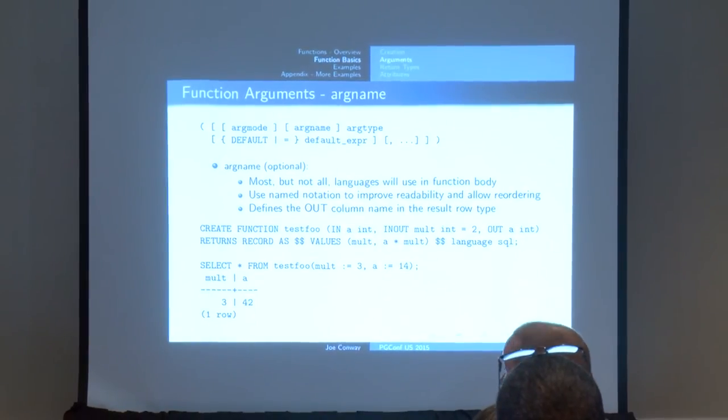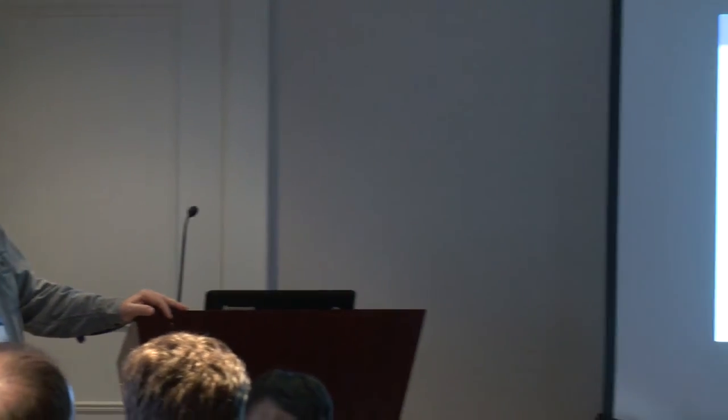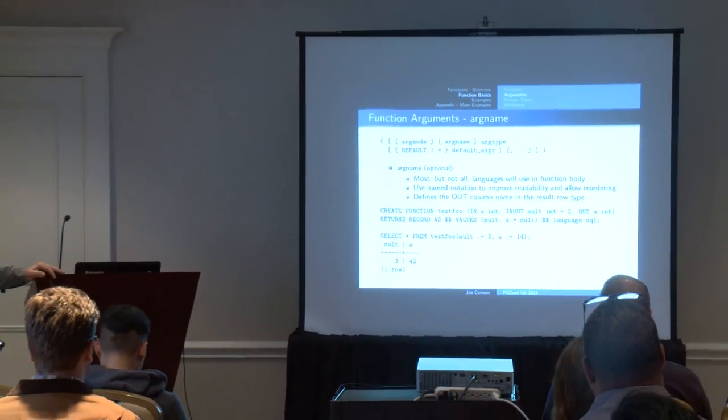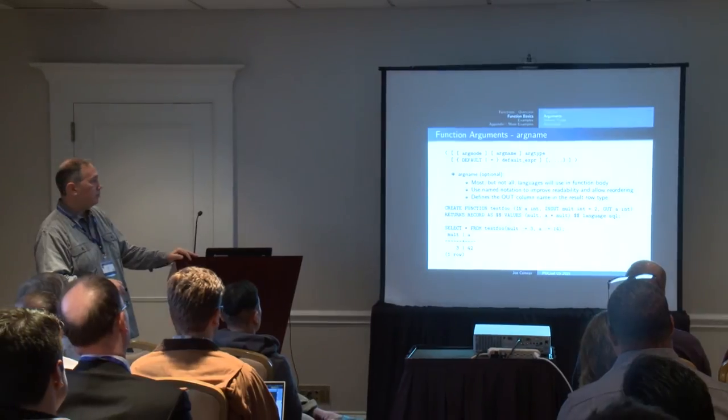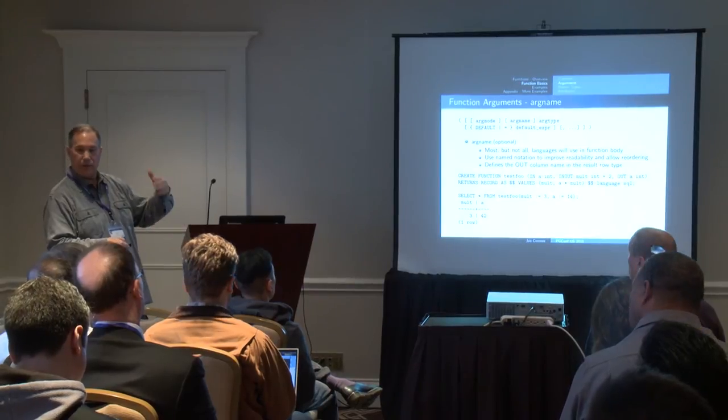Yes? Why do you have to explicitly declare the in, out, and out arguments if you can infer them from the return statement? I'll cover that in a few slides. I'm actually starting to run out of time, so I'm going to have to speed up a little bit, but I think you'll see that covered when I get to the returns. So in this case, it's the same exact example, except I've named the arguments, and now you can see that the columns, when I do the select, actually give me those named columns, and if I was joining on this with something else, I could refer to those.